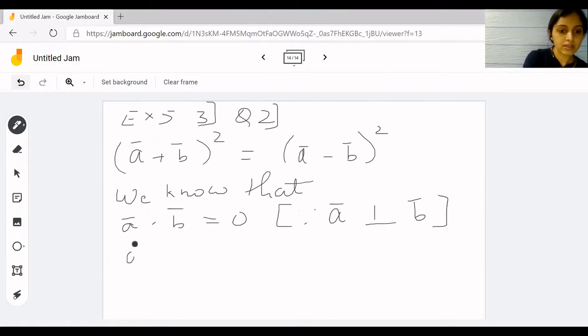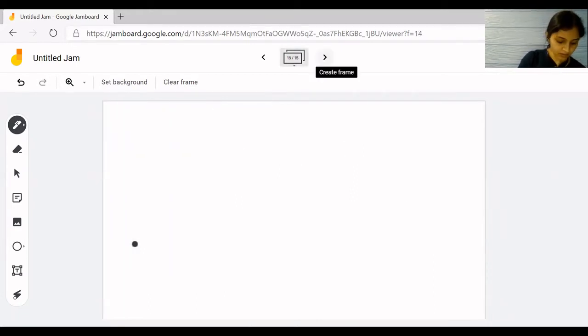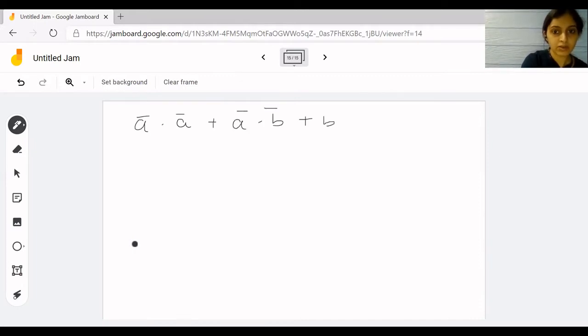So we write that a bar dot b bar is equal to b bar dot a bar is equal to 0. Now we'll take the left hand side. Left hand side is equal to (a bar plus b bar) the whole square. Let us do the expansion. It's basically (a bar plus b bar) into (a bar plus b bar). When you multiply the two, what do you get? a bar dot a bar plus a bar dot b bar plus b bar dot a bar plus b bar dot b bar.